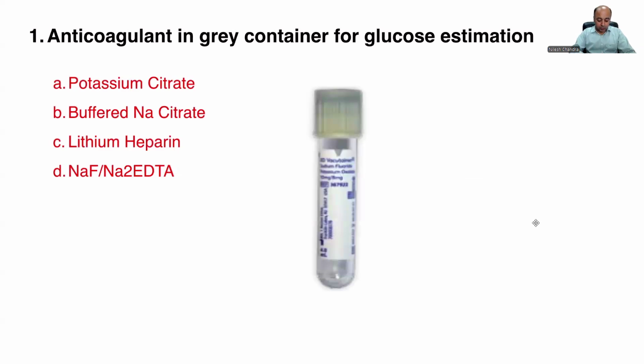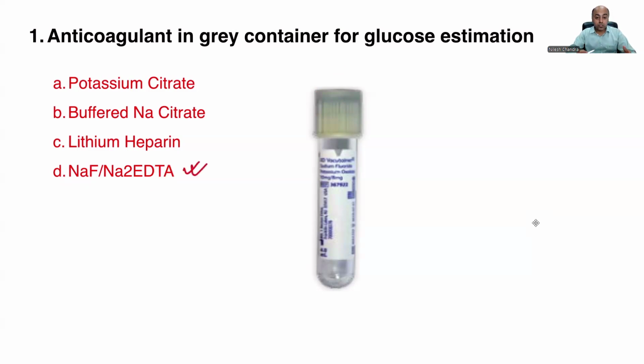So question number one, anticoagulant in gray container for glucose estimation. Your options are potassium citrate, buffer sodium citrate, lithium heparin, and sodium fluoride with the sodium EDTA. Now, all of you know in the gray vial, you must have the sodium fluoride. What you have to keep in mind is that sodium fluoride is to be mixed with a strong anticoagulant. So the best answer here is the sodium fluoride EDTA.